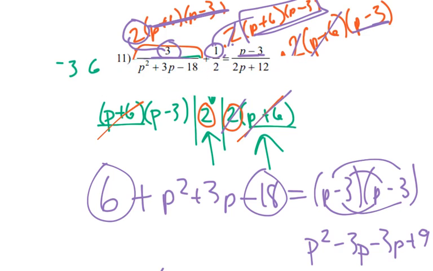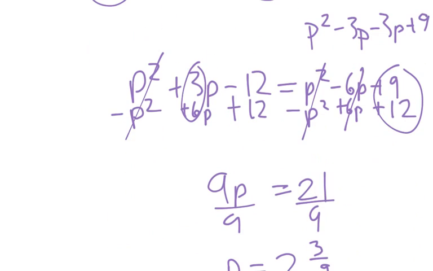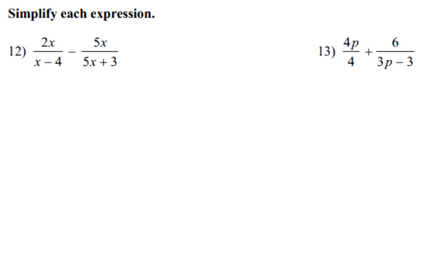Which I could plug into there. 2 1/3, that definitely won't be 0. 2 1/3, that won't be 0 either. Alright, so there we go. Quite a bit of work, isn't it?